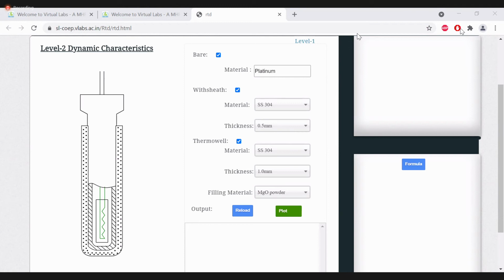So what should we do in the graph? We won't do anything on the graph, we will just observe the 3 lines. The 3 lines represent the bare response, the sheath response and the thermowell response. With those 3 lines, we have to understand the working of the RTD. And take pictures of your experiment. Tomorrow or today, I will create a link to upload your responses for the first experiment in Moodle.